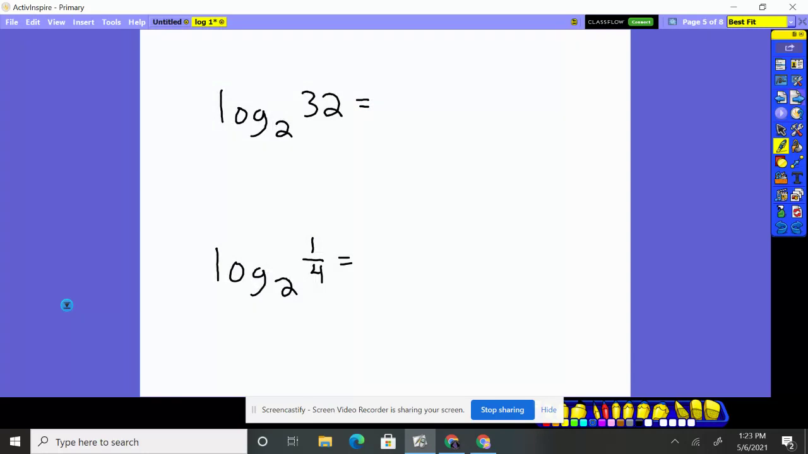Next one, a little bit harder. We have base 2. So 2 to what power gives us 32? Well, 2 to the third is 8. 2 to the fourth is 16. 2 to the fifth is 32.